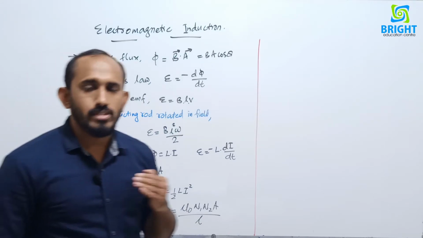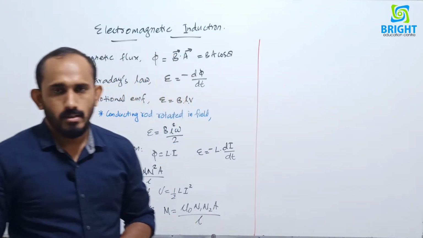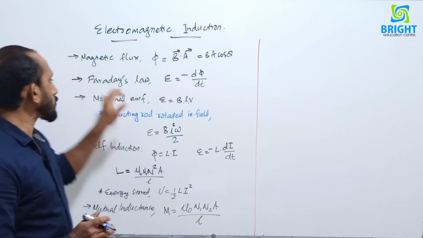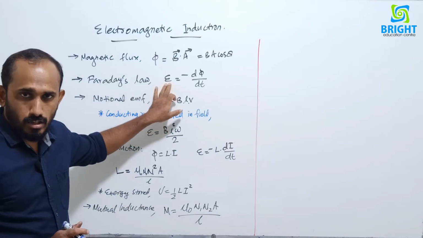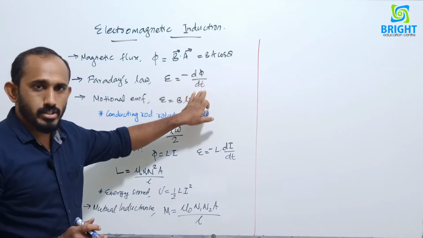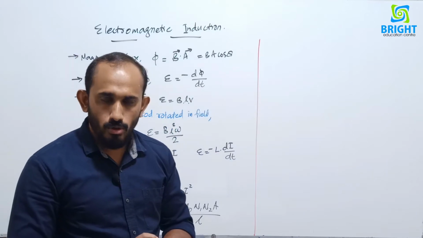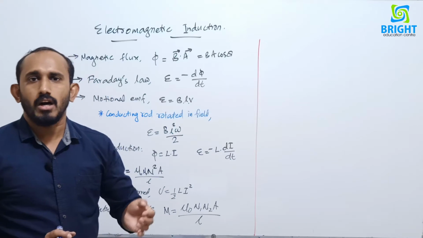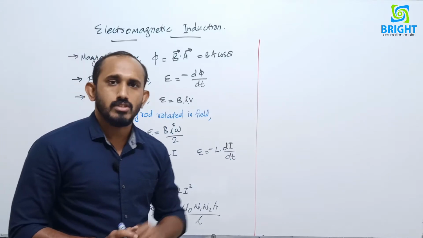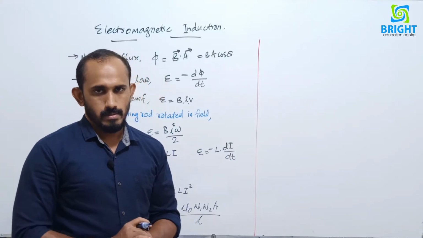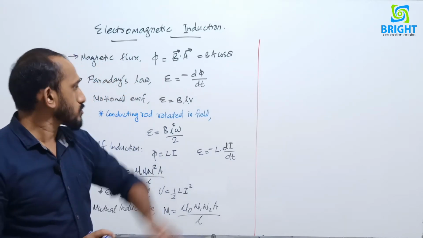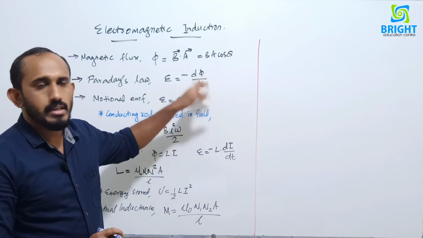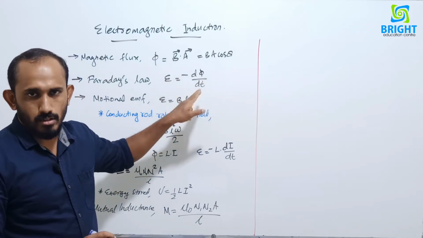Now, whenever there is a change in flux with respect to time, Michael Faraday says that there will be an inducing of EMF. Faraday's law states that induced EMF E is equal to negative d phi by dt. This negative stands for the direction of the EMF. Induced EMF will always be in the opposite direction of the changing flux. That is given by Lenz's rule. So E is equal to minus d phi by dt, where d phi by dt is the change in flux per time taken.